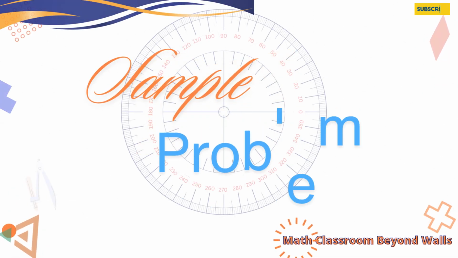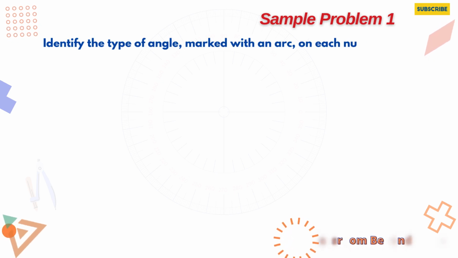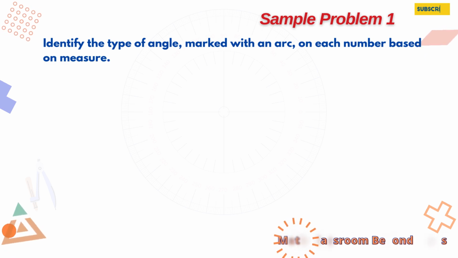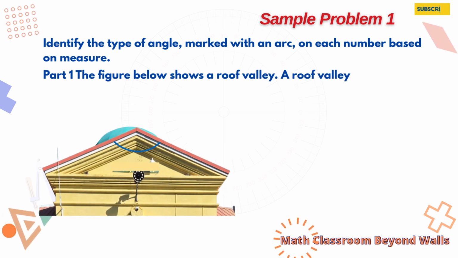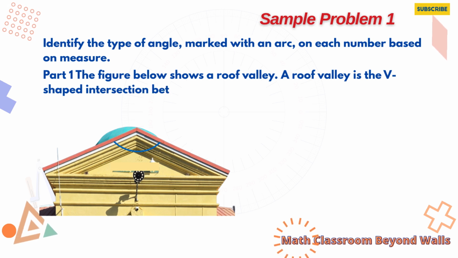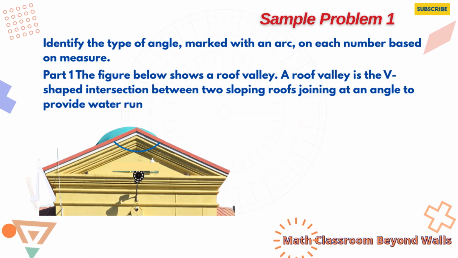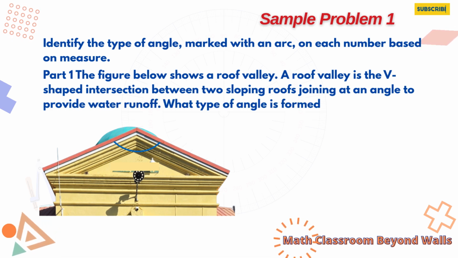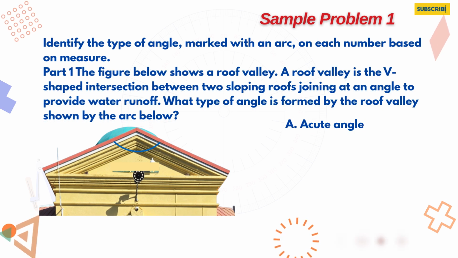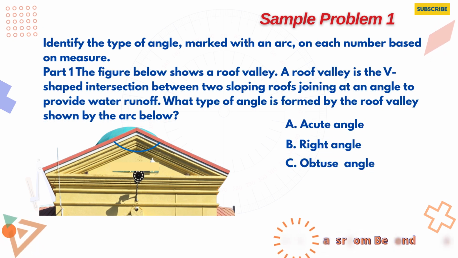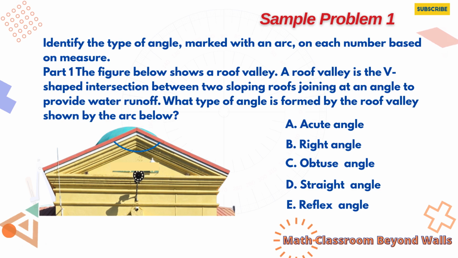Okay, let us now have sample problem 1. Here is the problem. Identify the type of angle marked with an arc on each number based on measure. Part 1. The figure below shows a roof valley. A roof valley is the V-shaped intersection between 2 sloping roofs joining at an angle to provide water runoff. What type of angle is formed by the roof valley shown by the arc below? Option A, acute angle. Option B, right angle. Option C, obtuse angle. Option D, straight angle. Option E, reflex angle.